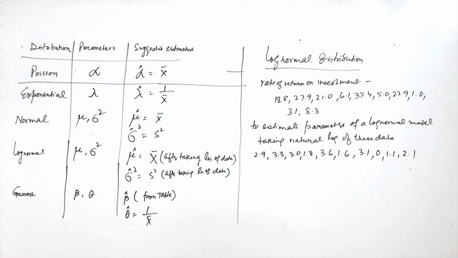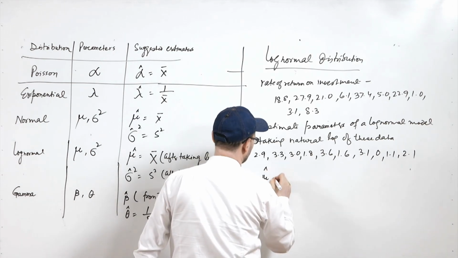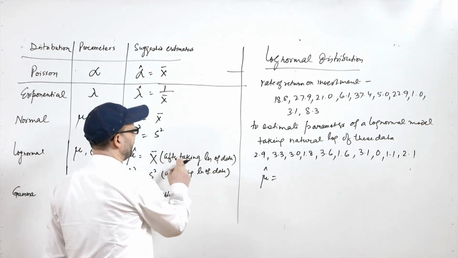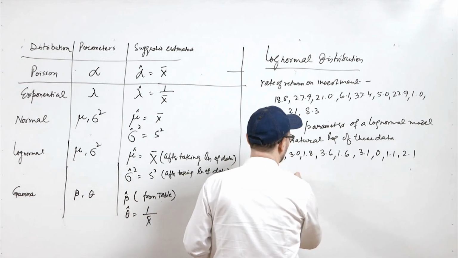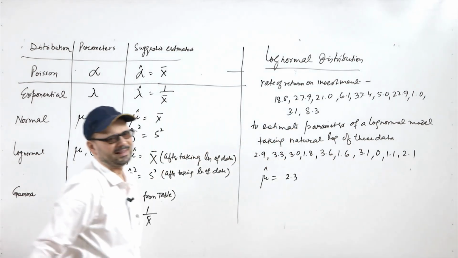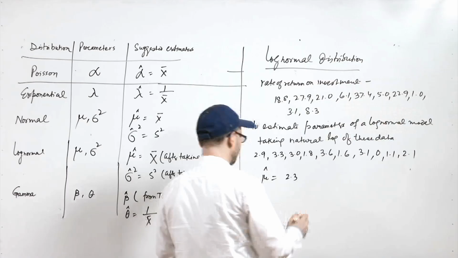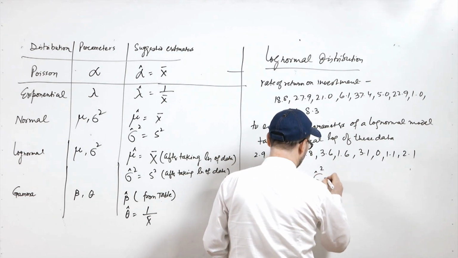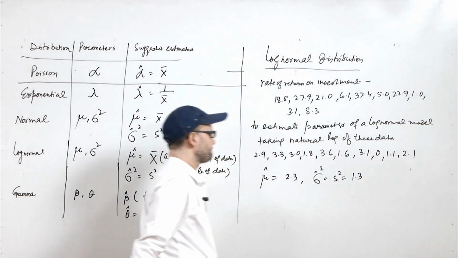Once we get that, from there we can get the mu estimator. The estimated mean will be the sample mean of this, and if we calculate it, it will be equal to 2.3, that is, the sum of all that divided by 10. Similarly, you can have the estimated variance, which will be the sample variance. If we compute the sample variance, it will be 1.3.